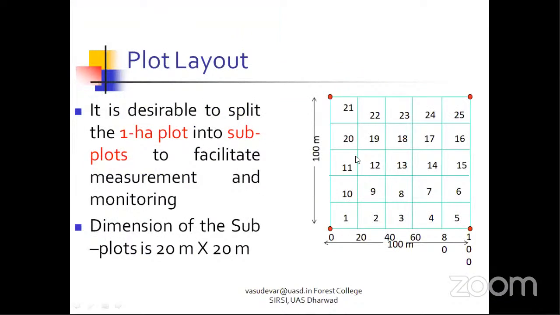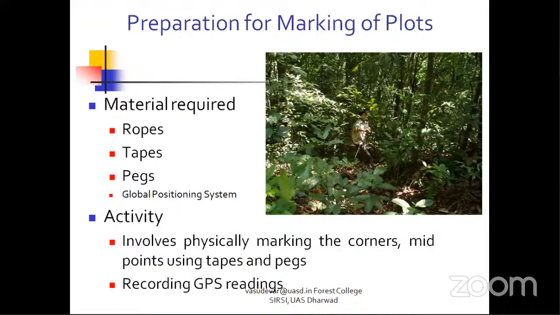Essentially, 1 hectare plots are divided into subplots, especially subplots of 20 by 20. Suppose you take 100 meters by 100 meters, that constitutes 1 hectare. When you split this into subplots of 20 by 20, you have 25 subplots of 20 by 20 dimension. So preparing the plot is extremely simple.